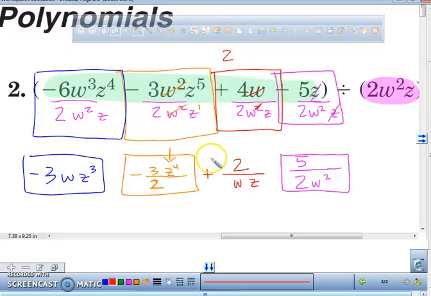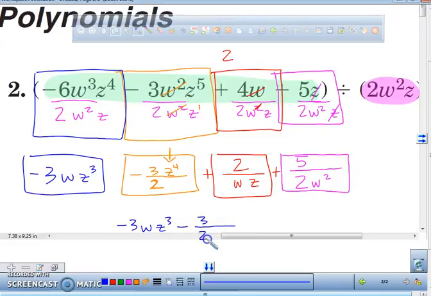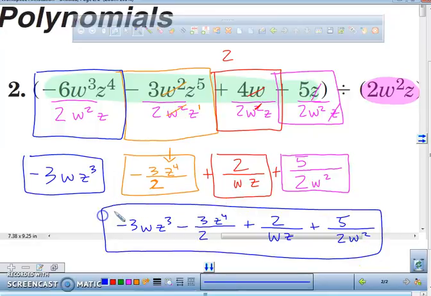The 2. So right here, everybody, your final answer is negative 3wz cubed minus 3 over 2z to the fourth plus 2 over wz plus 5 over 2w squared. This right here is your final answer with all of the variables simplified. Do we have any negative exponents at all? No, there's no negative exponents. You can have negative numbers. You're not allowed to have negative exponents. Are there any parentheses involved? No, we've simplified everything that we can possibly simplify.